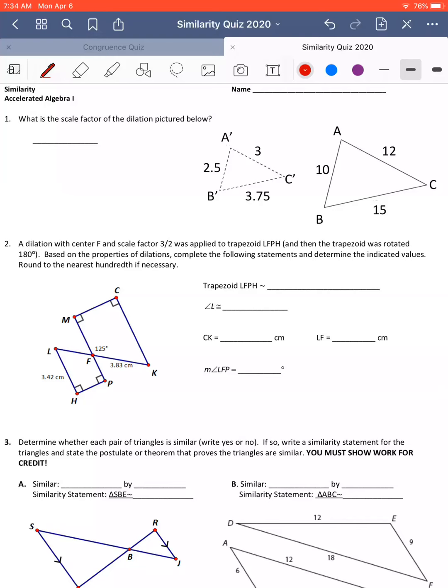Okay, I'm going to go over a quiz that I used to give over similarity and I didn't with you guys because of the digital learning.